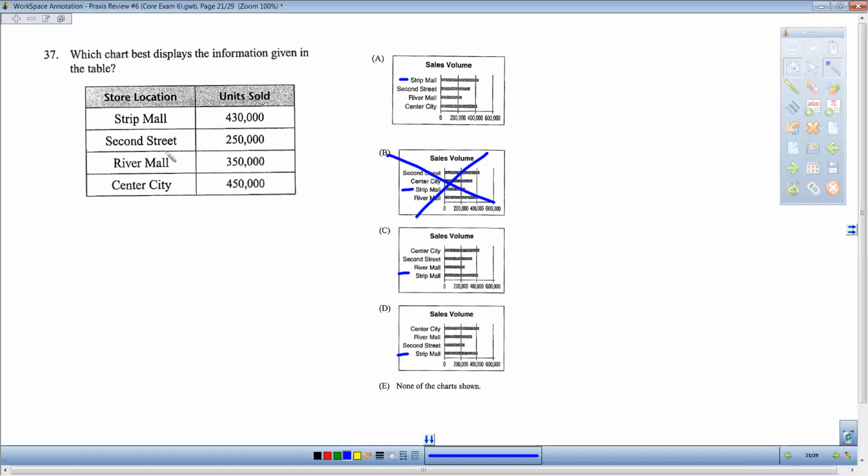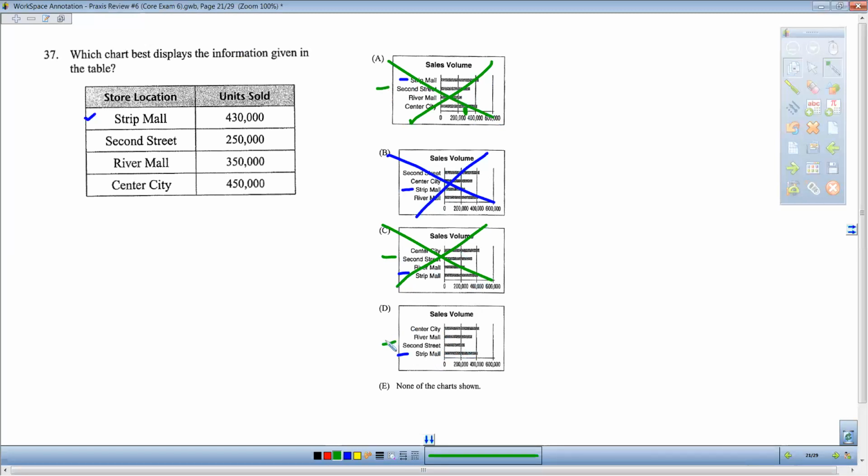All right, so we've checked strip mall. What about Second Street? We're looking for about 250,000. So I'll just use a different color here. Second Street should be a little bit, here's 200. So halfway ought to be 300. And Second Street is more than 300. So A is out. And this is 300. C is out. Second Street's a little less.